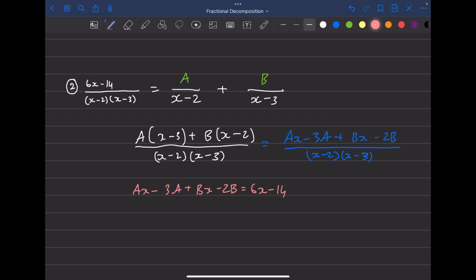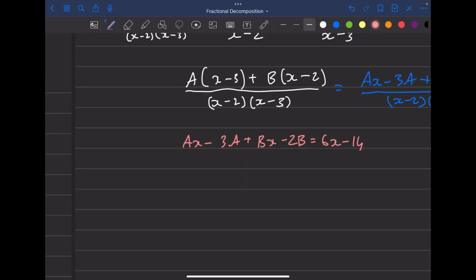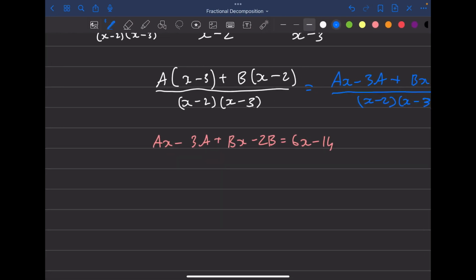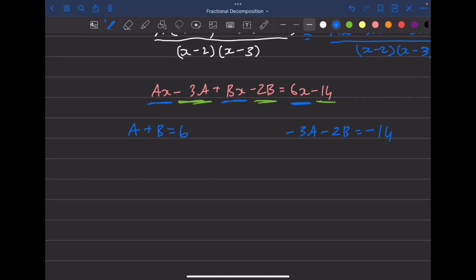And now, from here, let's make 2 other equations like we did last time. So combining the x terms, we are going to get that a plus b is equal to 6, because if you combine these, you should get 6x. And then for the other ones, I'm going to do them in green. Negative 3a minus 2b, these are both constants, should give us negative 14. So negative 3a minus 2b is negative 14. And now let's solve both sets of equations and we're basically done.